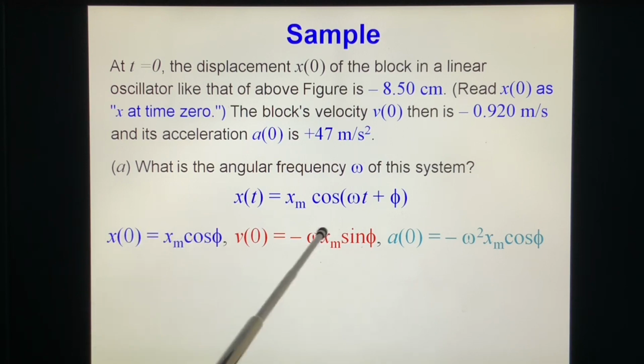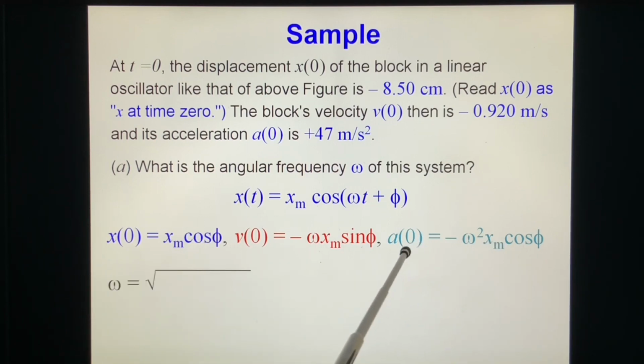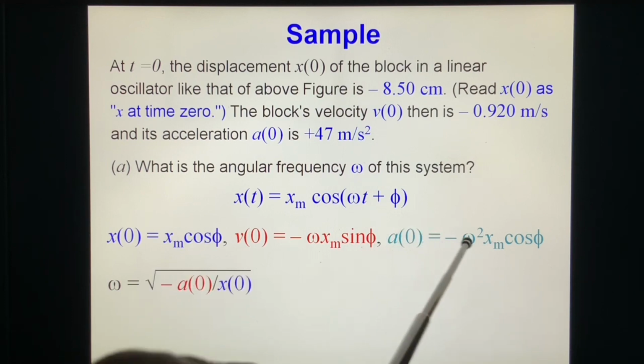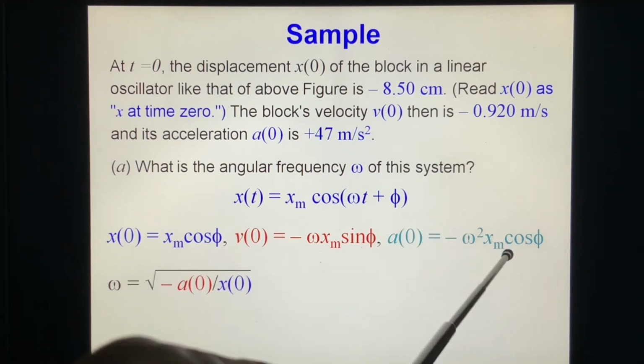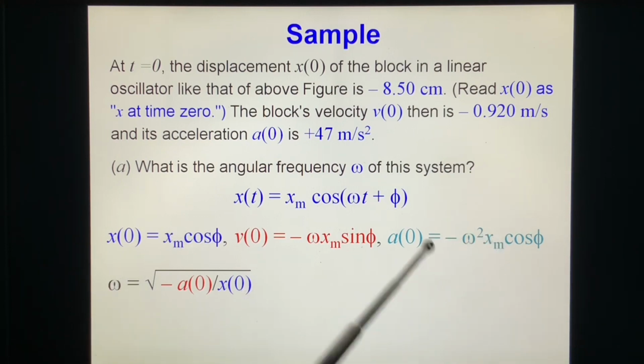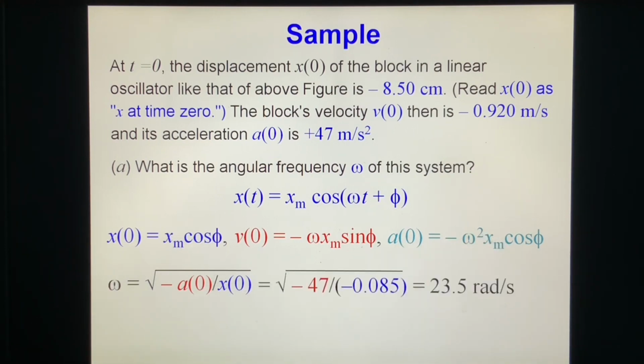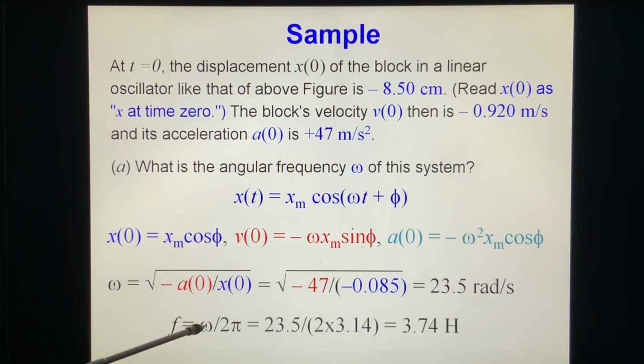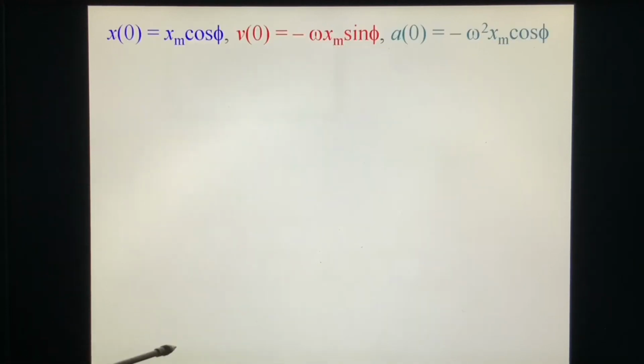This has no omega, this one has omega. And if it's xm cosine, we divide a at time 0 by x at time 0, and we can cancel out xm cosine. We get omega squared. So you get this one, then we get omega. Once we get omega, see what else we can do. The frequency equals angular frequency divided by 2 pi. You get this one. Once we get f, the reverse is the period T.